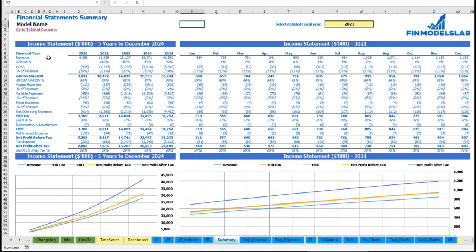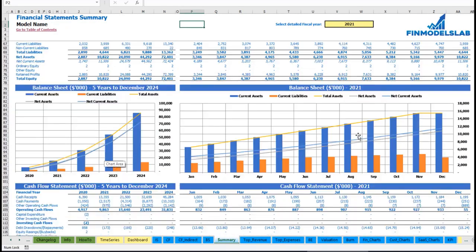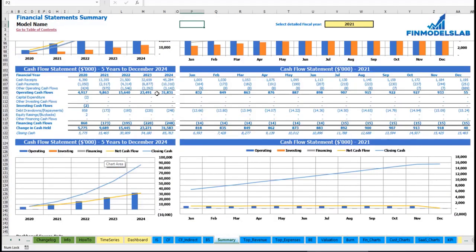So on the top you have the main income statement line items and the charts, which will show you this information by years and by months. Then the balance sheet KPIs and charts, and the cash flow statement, charts, and the absolute values.